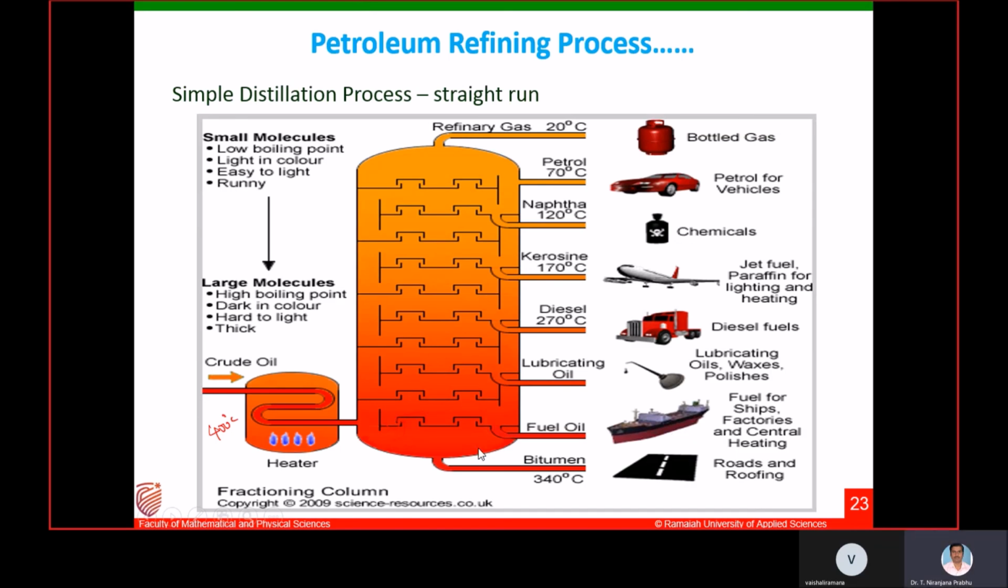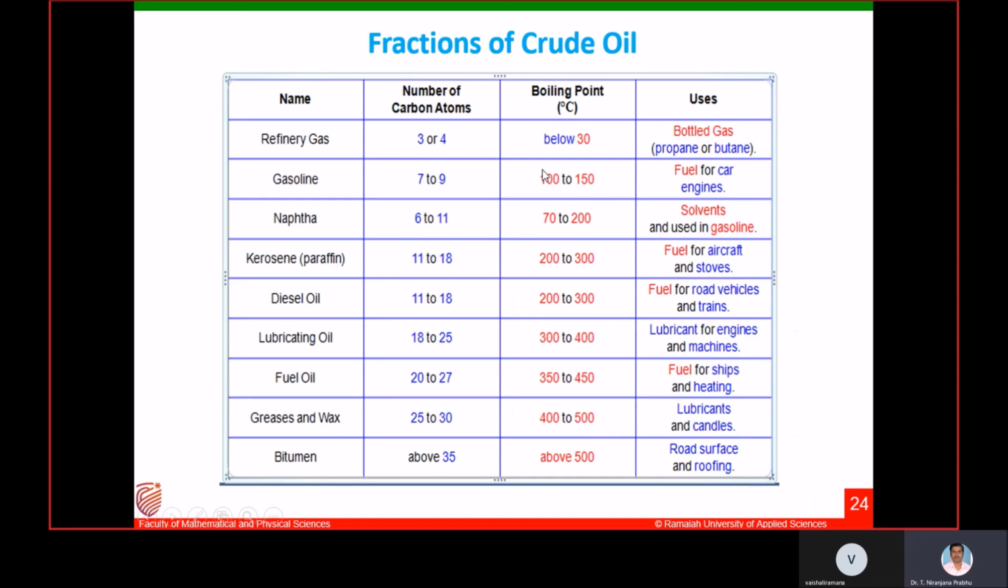So the bottom portion will have fuel oil, and above that will be lubricating oil. Diesel will have somewhere a boiling point of 270 degree. Kerosene will have boiling point of 170 degree. Naphtha 120 degree. Petrol 70 degree. Refinery gas, it is 20 degree. Okay. So if you look at the number of carbons of refinery gas, it is C3 to C4. Okay. Number of carbon atoms, it is 3 or 4. Refinery gas will have C3 or C4 molecule hydrocarbon. The boiling point, it will be below 30.